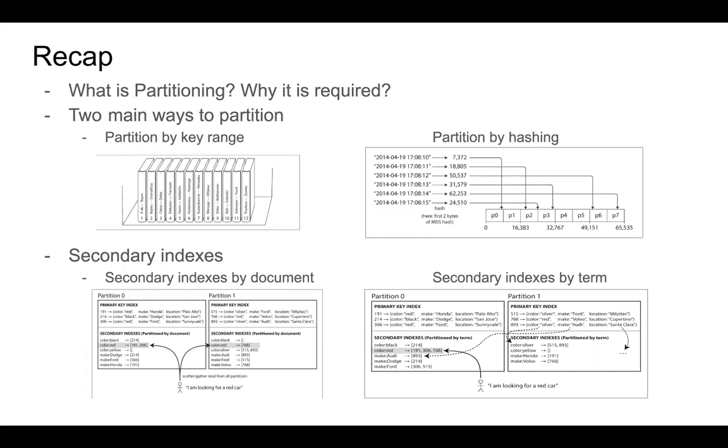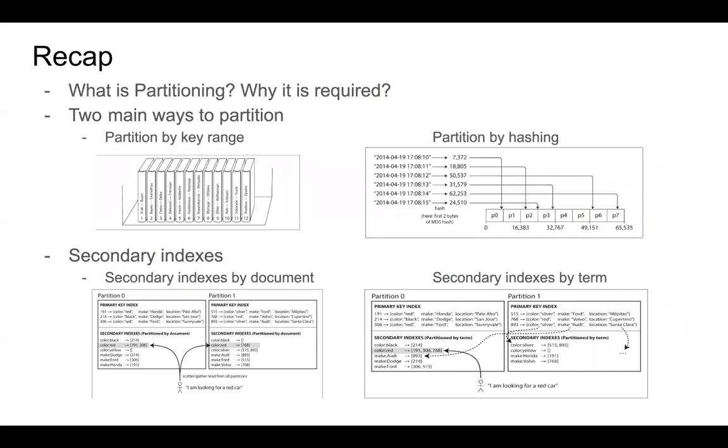Then we talked about secondary indexes. Secondary indexes means that, apart from the index on the primary key, we are creating indexes on the secondary columns. There are two techniques here as well, either by document or by term. By document means that we are storing the secondary index in the same partition where the original data is stored. So it's a kind of local index.